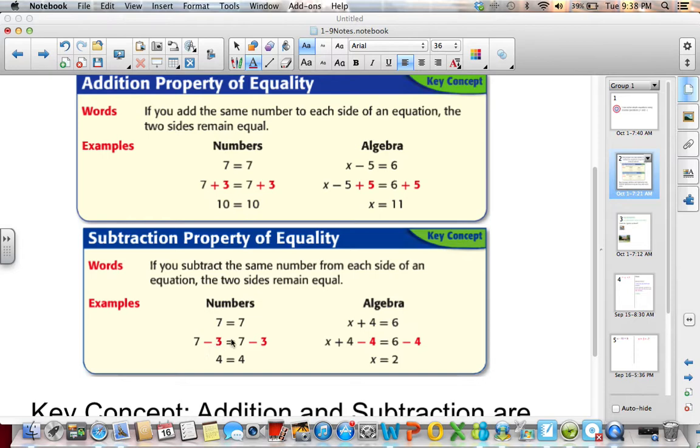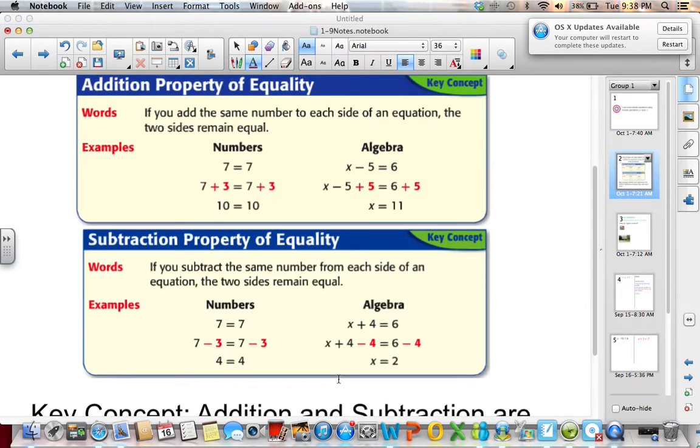If we subtract a number on both sides, same number, we get the same answer. Same goes with if we are adding: x plus 4 equals 6. Well, if we have x plus 4 minus 4, 4 minus 4 is 0, so we're left with x, and then we have 6 minus 4 equals 2.